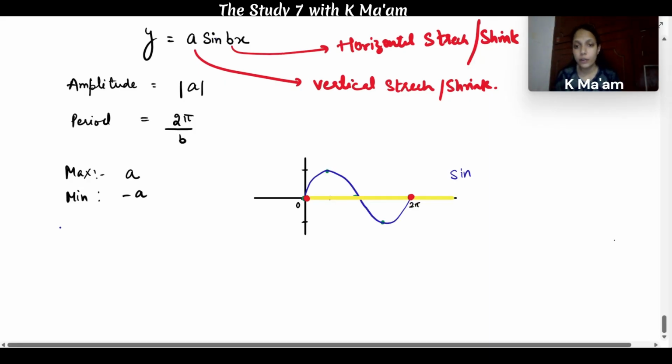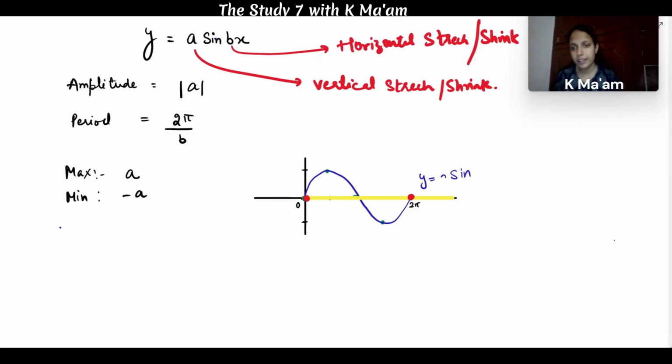So see, I draw a generalized graph for a sin bx. I'm taking a as a positive number, so the maximum is a, the minimum is minus a, and the period is 2 pi over absolute b. I am taking the absolute value of b because when there is a reflection along the y-axis, your x will be considered as a negative x, so it's possible it will be negative bx. But period is a length, it cannot be negative. So I'm taking the absolute value here.